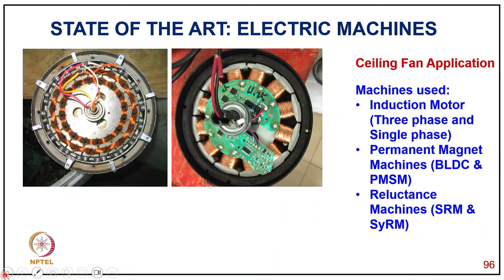Then we have another application, typically ceiling fans, which are used in large numbers in tropical countries like India. India itself manufactures around 3.5 crore ceiling fans every year. They normally use single phase induction motors, and now we have started using permanent magnet brushless DC motors because of the low power consumption of less than 35 watts or so. And of course, people have developed reluctance motors as well as synchronous reluctance motors for different kinds of ceiling fan applications.